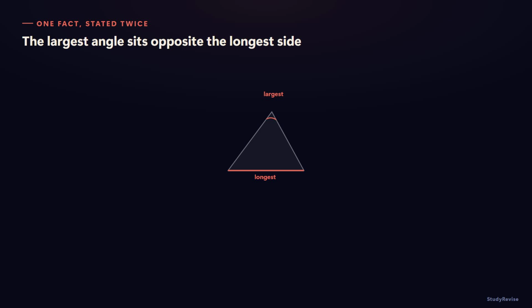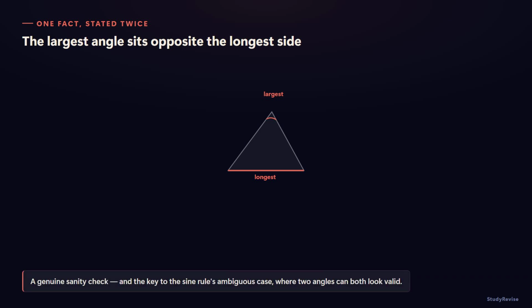If it isn't, a mistake has happened somewhere upstream, and the sine rule has a trap connected to the same idea. Because sine is positive for both an acute angle and its obtuse supplement, solving for an angle with the sine rule can sometimes produce 2 mathematically valid answers. And it's the longest side rule that tells you which one is actually correct for that triangle.